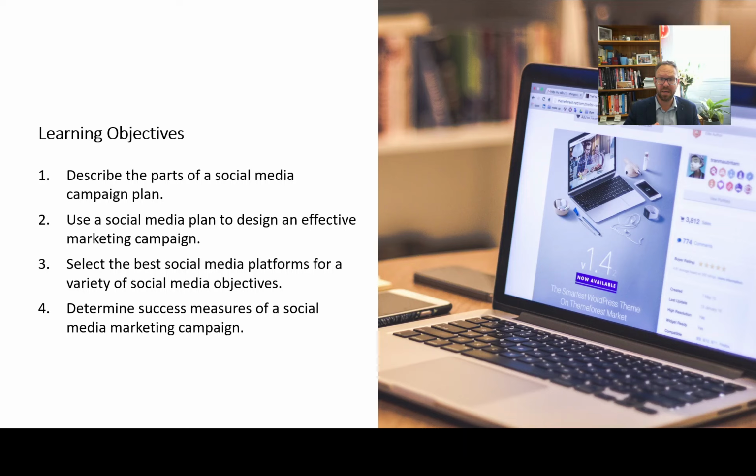So the learning objectives for this week, first of all, to describe the parts of a social media campaign plan, and then to use a social media plan to design an effective marketing campaign. Select the best social media platforms for a variety of social media objectives, and then last of all, determine success measures of a social media marketing campaign.